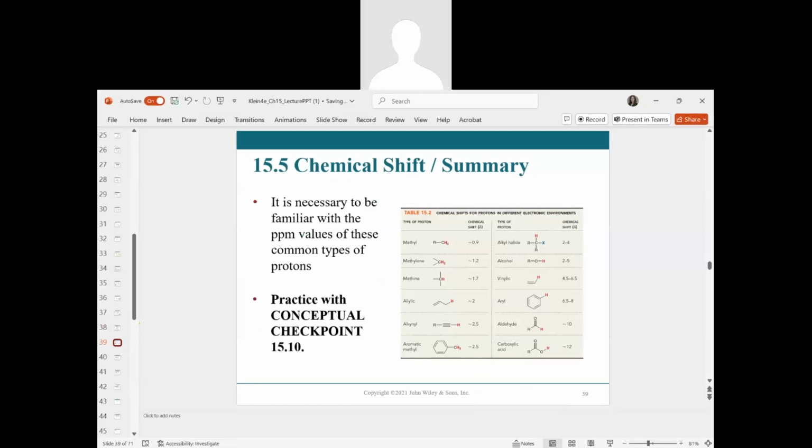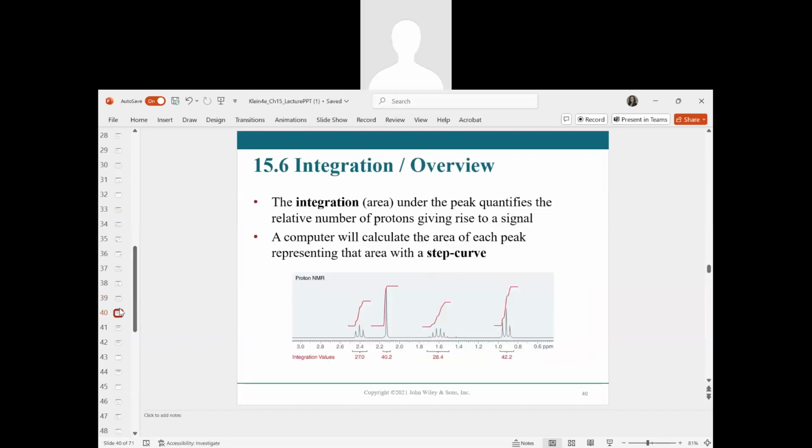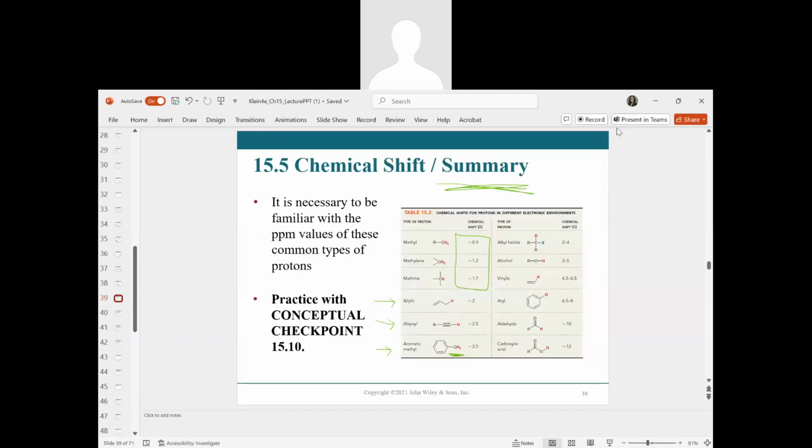So in summary, you should begin to look at tables like this in your textbook and familiarize yourself with the starting points when we begin to calculate chemical shift, whether we have a methyl proton, a methylene, or methine, and then these different environments that are very common. So allylic, an alkenyl proton as well. And then we have an aromatic methyl proton as an example here. So get to know these general shifts, and when you're doing the practice problems, that will come in handy and save you some time.